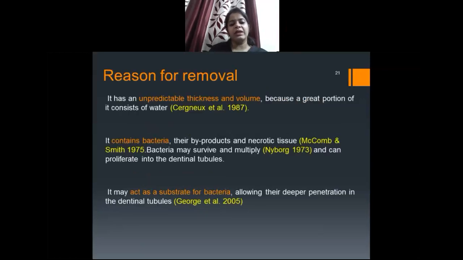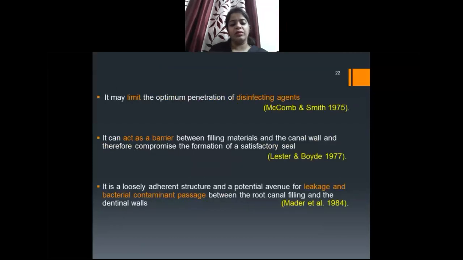Reason for removal: it has an unpredictable thickness and volume because a greater portion of it consists of water. It contains bacteria and may act as a substrate for bacteria, allowing their deeper penetration into the dentinal tubule. It may limit the optimum penetration of the disinfecting agent. It acts as a barrier between the filling material and the canal wall.